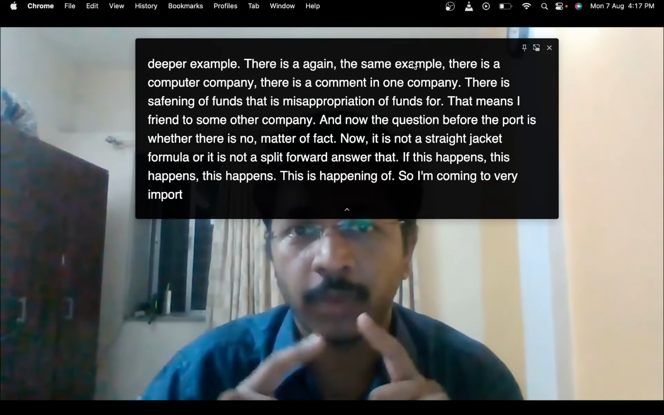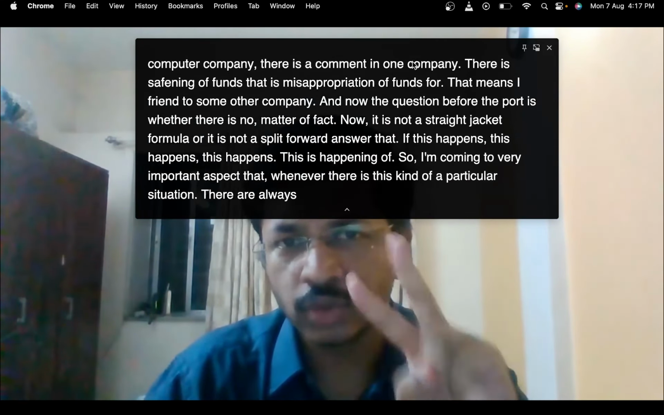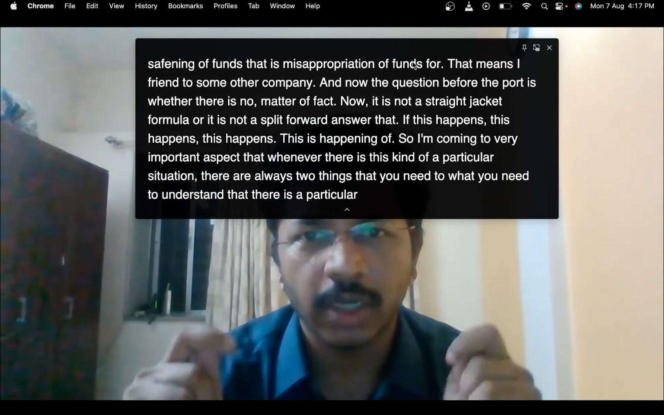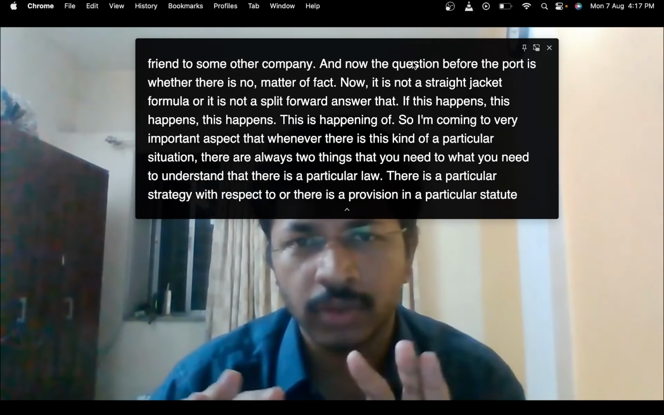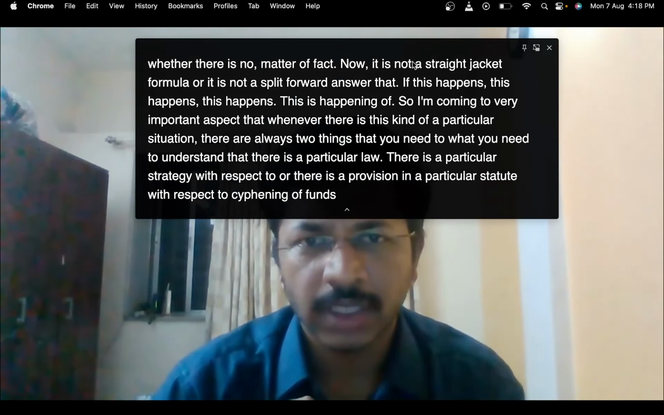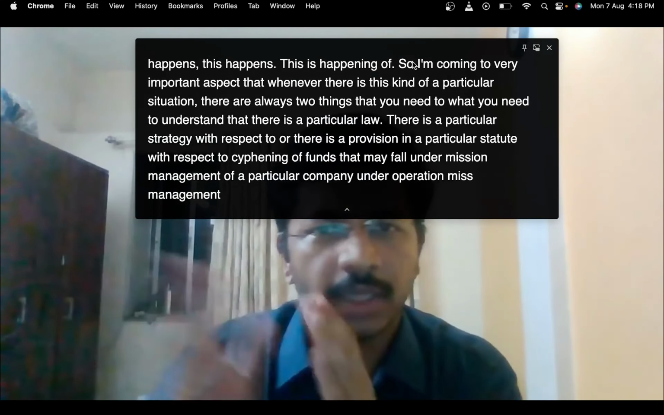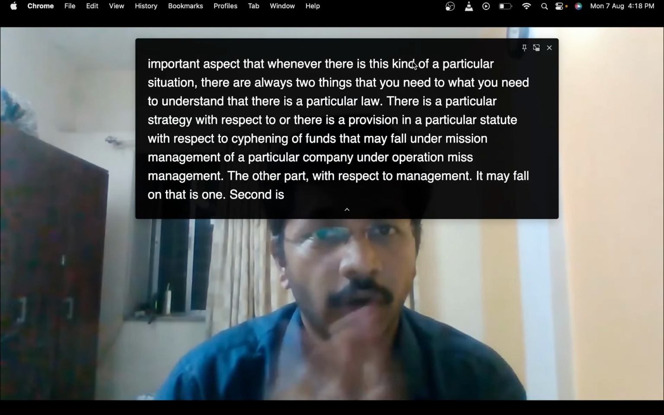So I'm coming to a very important aspect: whenever there is this kind of situation, there are always two things that you need to remember. First, you need to understand that there is a provision in a particular statute with respect to siphoning of funds. That may fall under mismanagement of a particular company, under oppression and mismanagement. That is one. Second is, what is mismanagement?